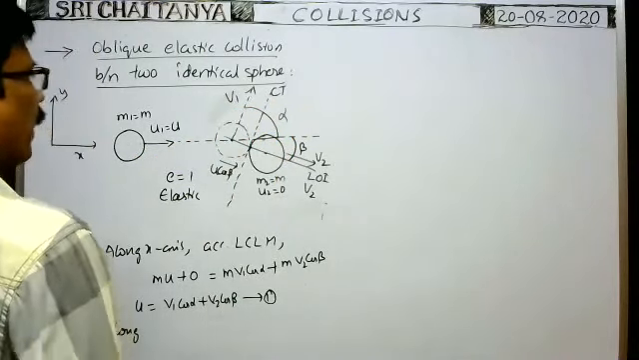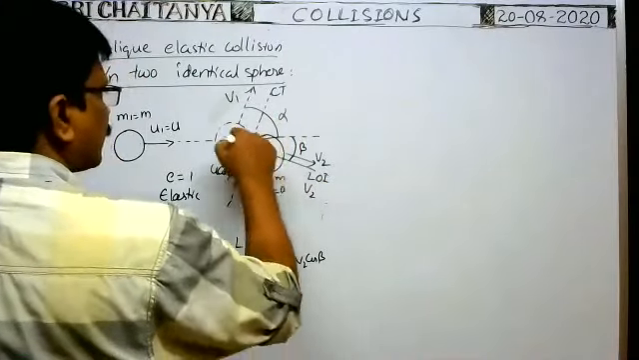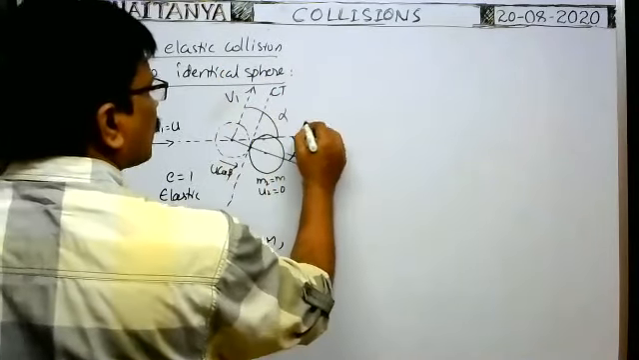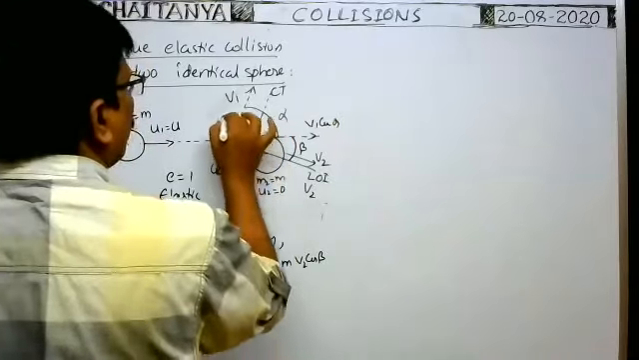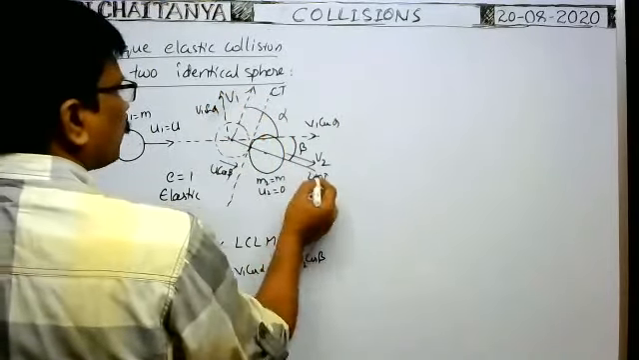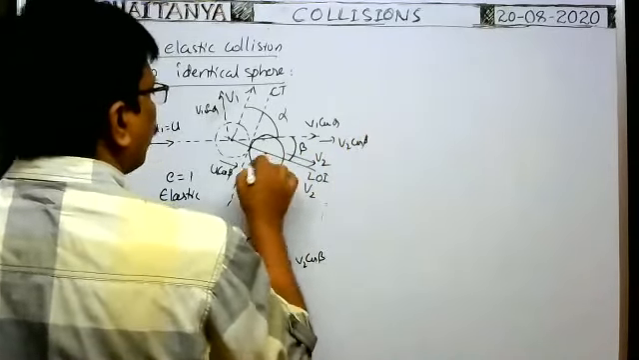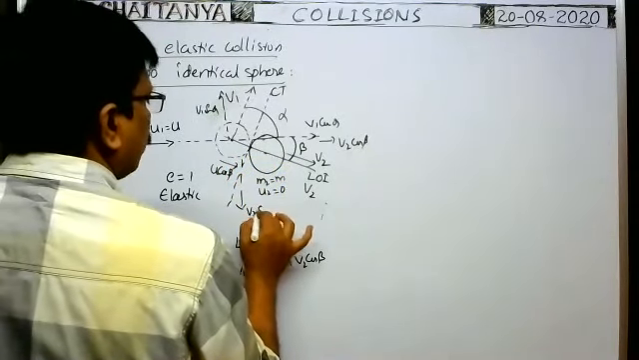Then when you resolve v1 into two components, along the x-axis and along the y-axis, along the x-axis the velocity component of the sphere after collision is v1 cos alpha, and along the perpendicular direction it is v1 sin alpha. For v2, along the x-axis the component is v2 cos beta, and along the y-axis the component is v2 sin beta.